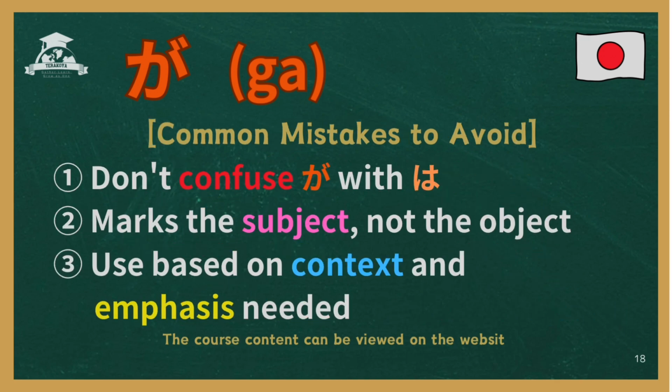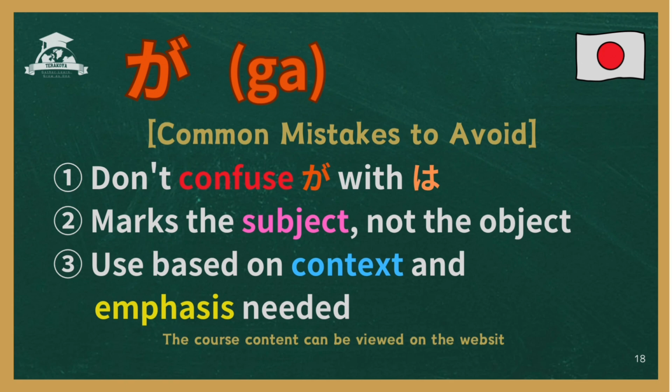And it has 3 common mistakes that need to be avoided. Don't confuse ga with wo. It marks the subject, not the object. It's used based on context and emphasis needed.